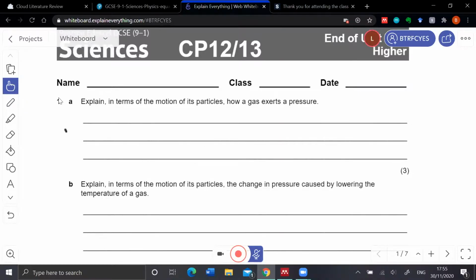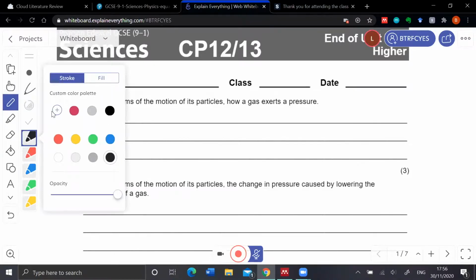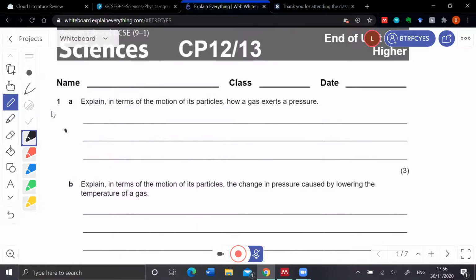We're going through an exam paper on volume, pressure and particle theory. We're going to start with a mock exam that we'll go through today. Number 1 says: explain in terms of the motion of particles how a gas exerts a pressure. So the question is asking us, in terms of particles, how a gas exerts pressure.